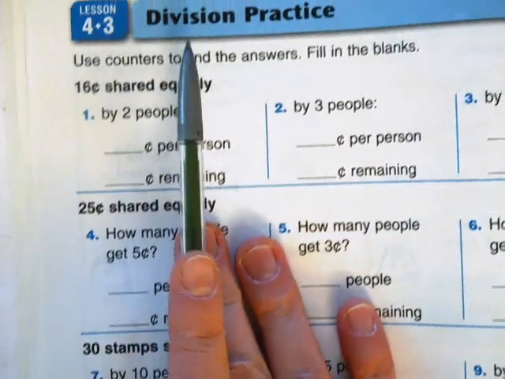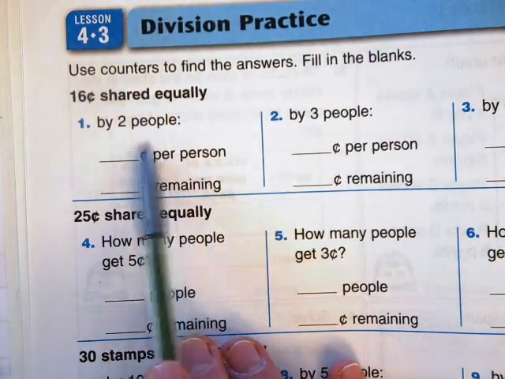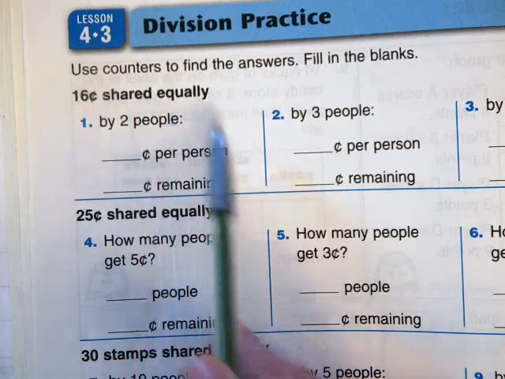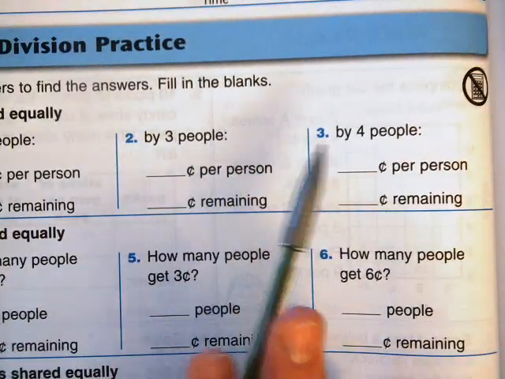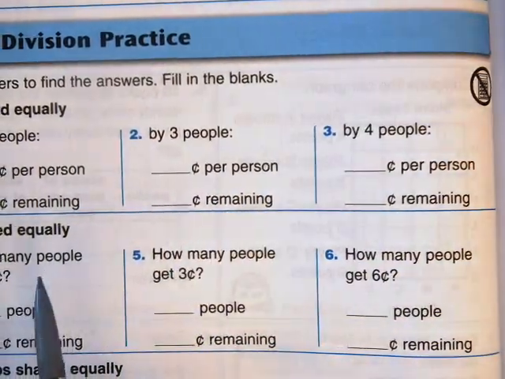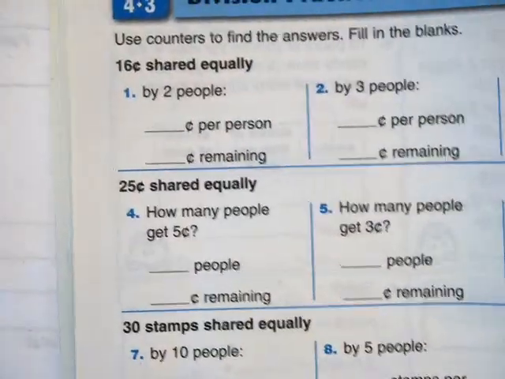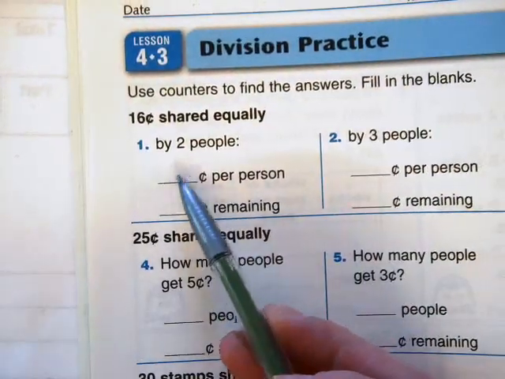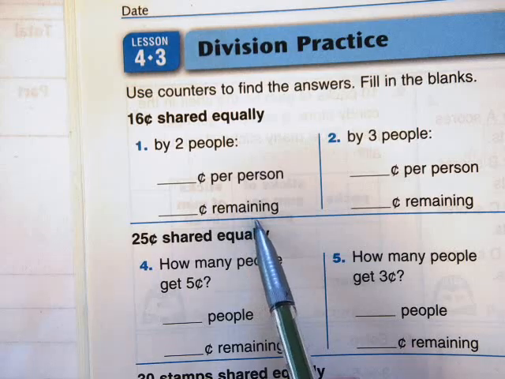So what we're going to do today is, it tells you, here, you have 16 cents, or you have 25 cents, or you have 30 stamps. So it tells you you have a group of something. You have to split the group up either by 2 people, by 3 people, by 4 people, or whatever it says. And then you have to figure out how much each person gets and how much is remaining.